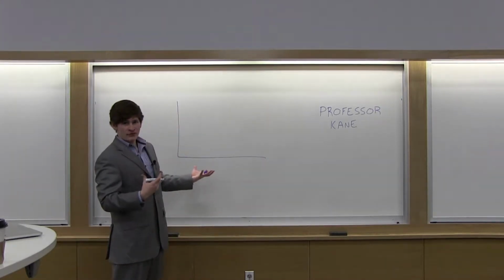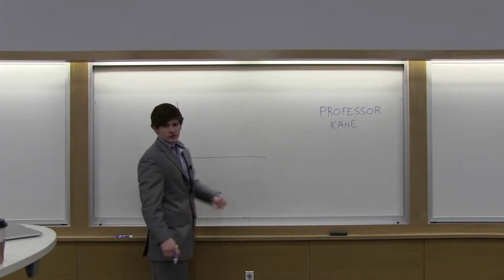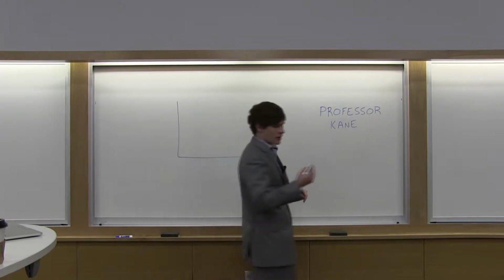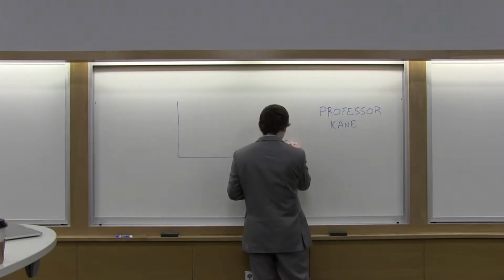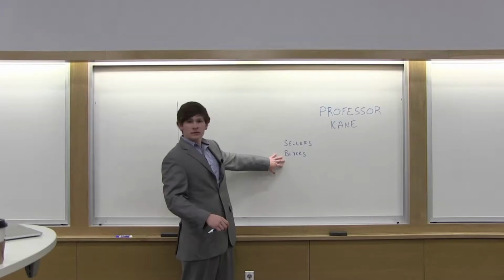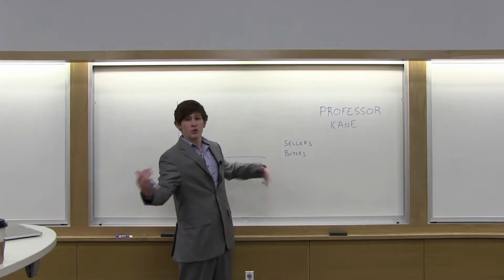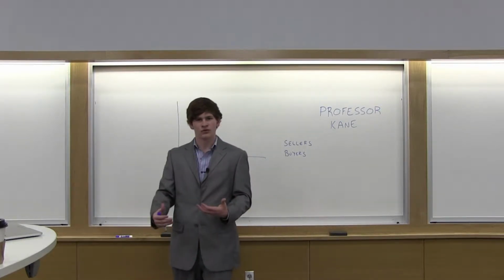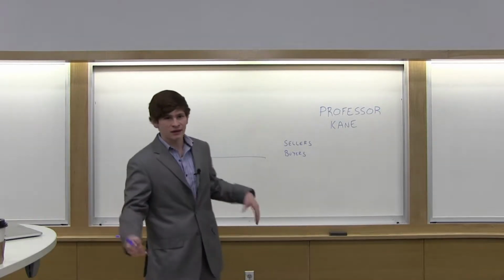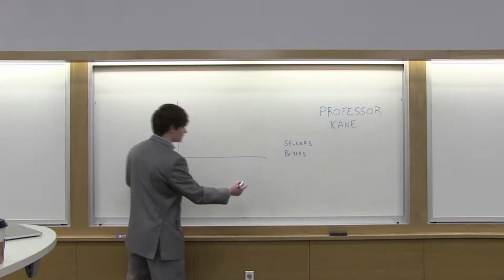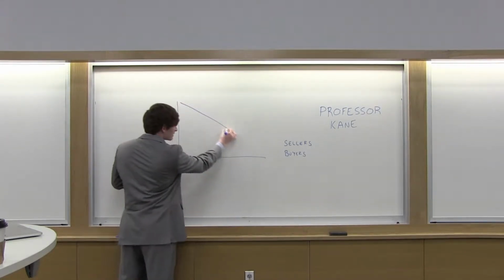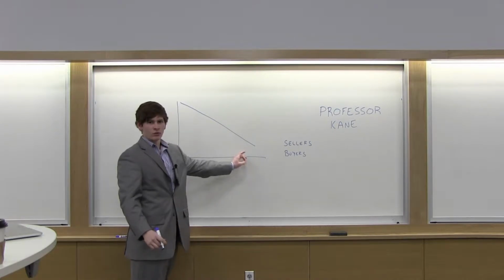You create this graph here, and on this graph, you have two parties involved in economics. Those are sellers and buyers. Buyers are the ones who want goods. They have a demand for goods. And the way that we express that is in what's called a demand curve. A demand curve looks a little bit like this. It's got a downward slope.